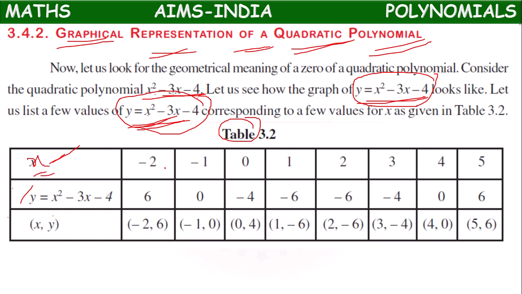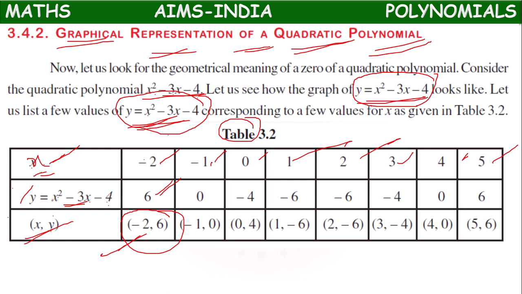X values we have to take, like some negative integers, some positive integers. So the x values we have taken here are -2, -1, 0, 1, 2, 3, 4, 5. For y values, if x is equal to -2, what is y? y = (-2) square, 4, -3 into -2 plus 6, -4. If we substitute -2 and simplify, the value will be 6. So the coordinates are x comma y, -2 comma 6.